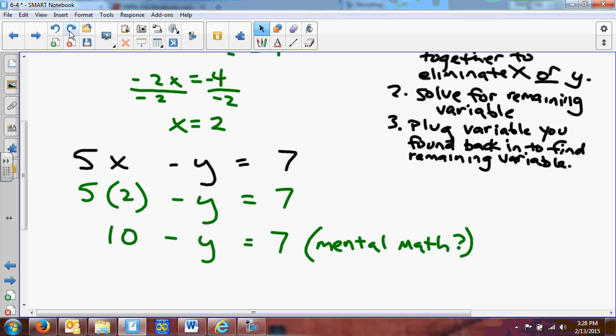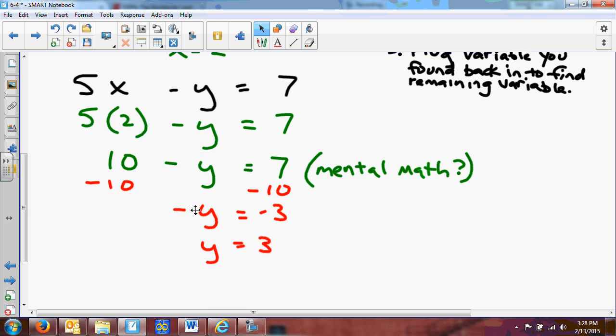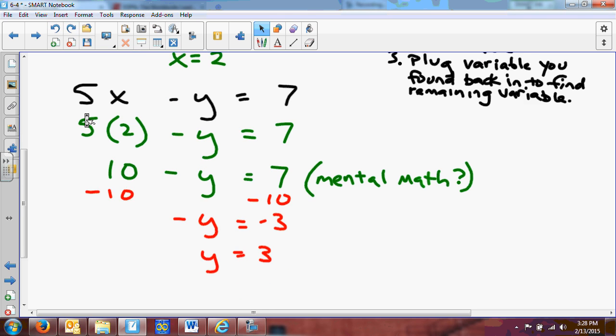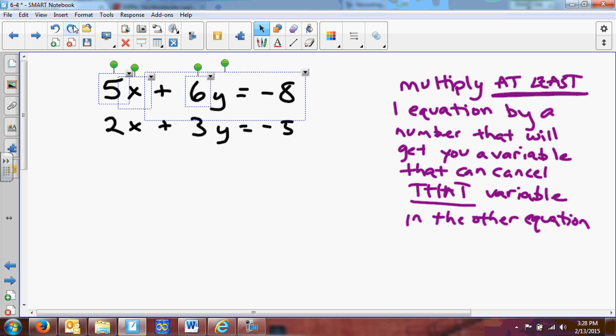From here, if you can do mental math and tell me 10 minus something is 7, and you can tell me that something is 3, then go for it. Those of you who want to do it the long way, totally okay too. Subtract 10 from both sides. Make sure you bring down that minus sign, because -y is -3, y is +3. Once you do that, and I forgot to write it, I need my point, (2, 3) in parentheses, which I'll get to on the next slide. There we go.